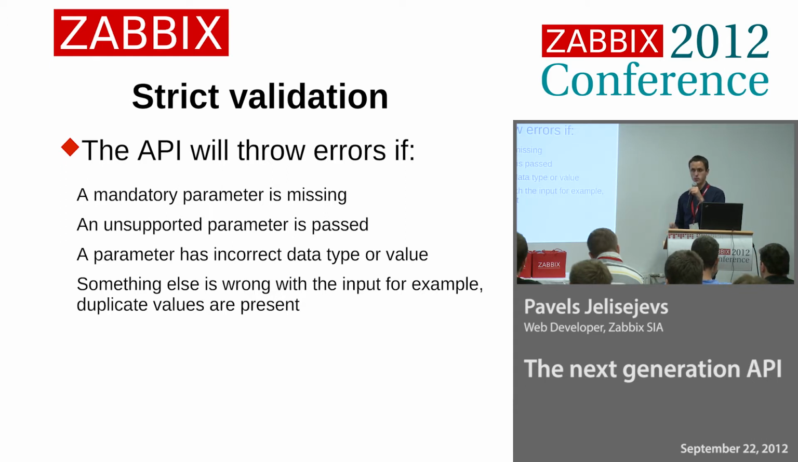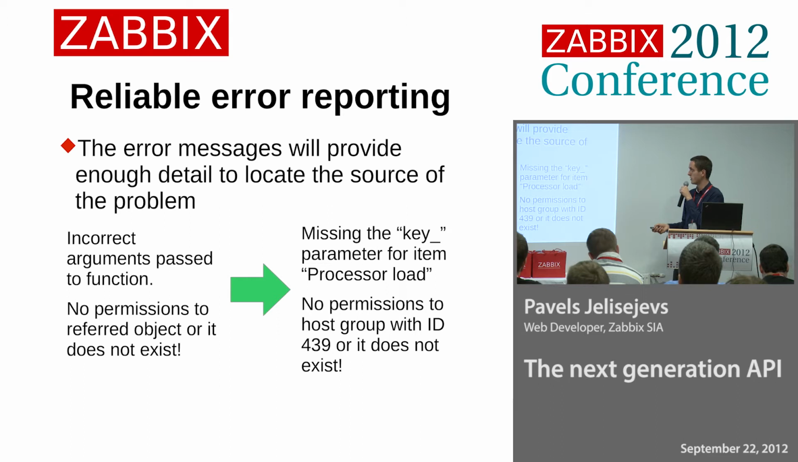But errors will happen, and errors have to be reported. So error reporting is another thing. The error messages need to be as precise, as specific as possible to simplify the debugging process. So just by looking at the error message, you'll need to be able to figure out where it happened, what went wrong, what you are missing. So currently people who work with the API have probably seen messages like incorrect arguments passed to function, or no permission, or object does not exist. That's not exactly helpful. So if some parameter is missing, it will also always reference the item and the parameter.